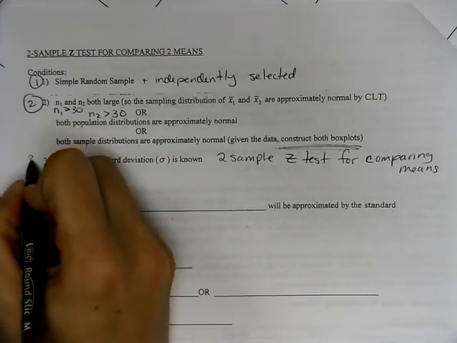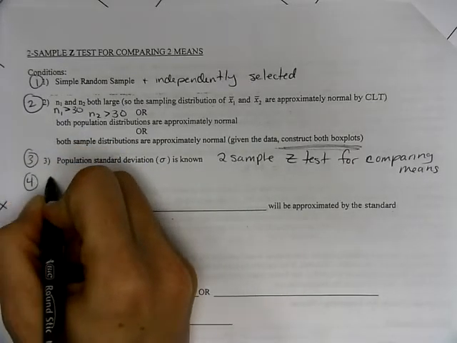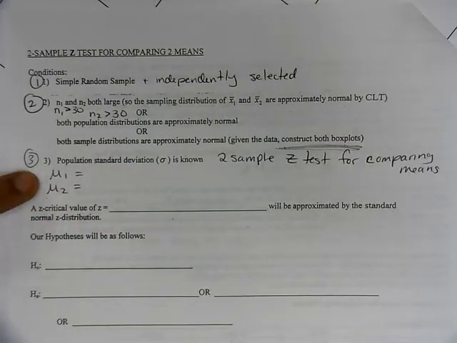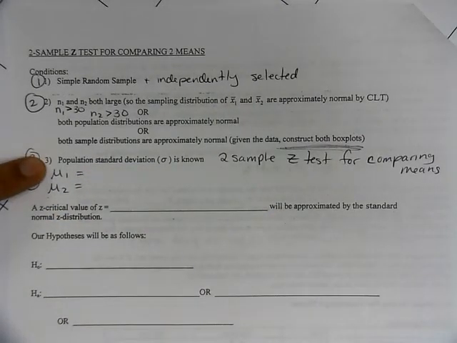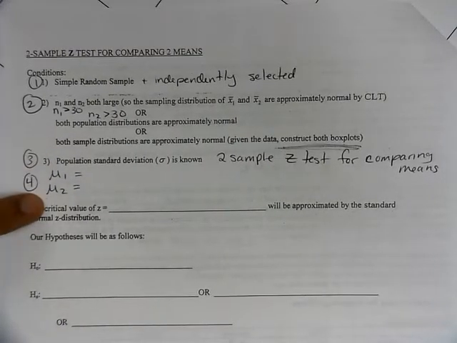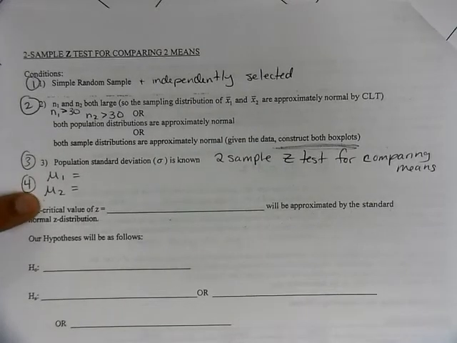And then, so this is condition 3. Condition 4, you have to tell me what mu1 is and what mu2 is. And this is very important because depending on what your H0 and Ha are, you can flip your mu's around. I need to know which one's which. Like first hour versus second, men versus women.